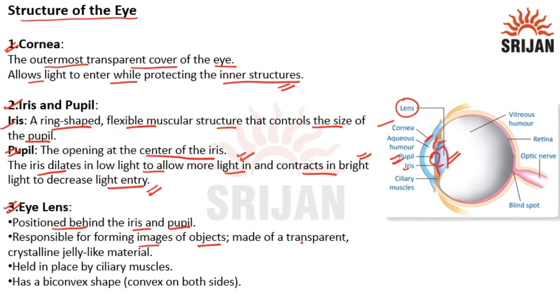It is made up of transparent crystalline jelly-like material held in place by ciliary muscles. So these are ciliary muscles, and ciliary muscles help in positioning the eye lens. It has a biconvex shape, convex on both sides.